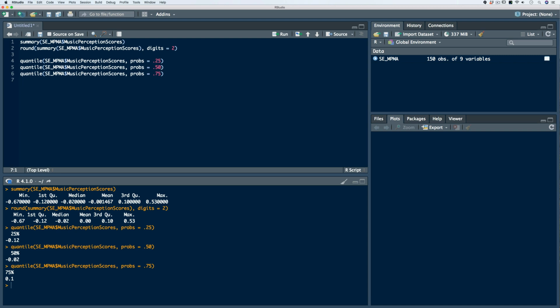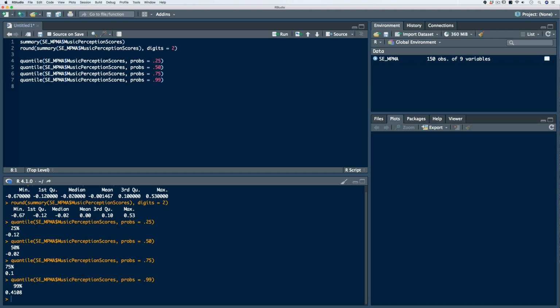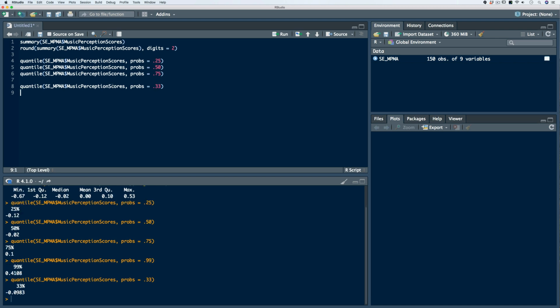Here we can take a look at any quantile value. So let's take a look at our 99th quantile. Our 99th quantile is equal to the value of 0.41. Our 33rd quantile, or the value where 33% of the distribution falls below, we see that rounded, the value is negative 0.1.